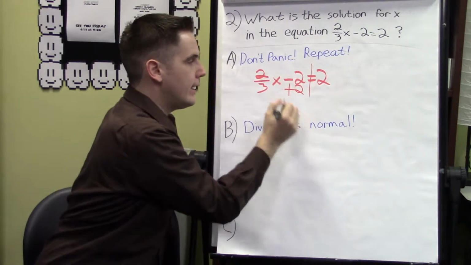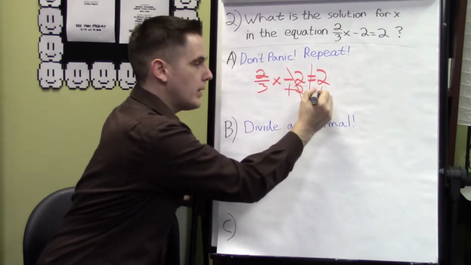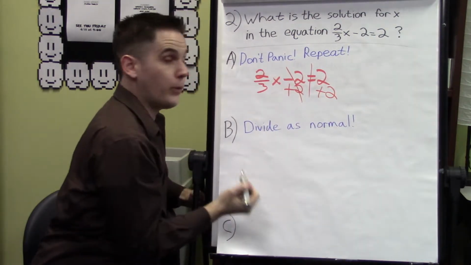Plus 2 to this side to get this to cancel out. So plus 2 to this side, that's going to equal 4.